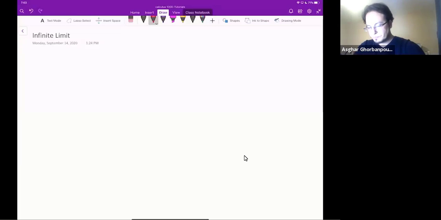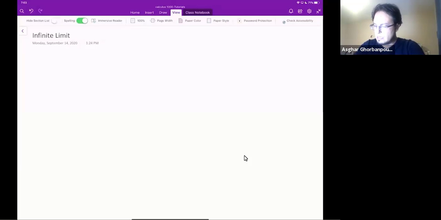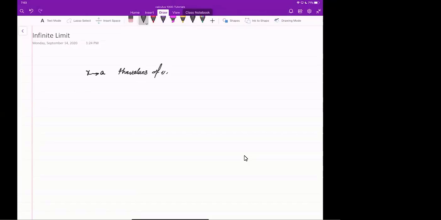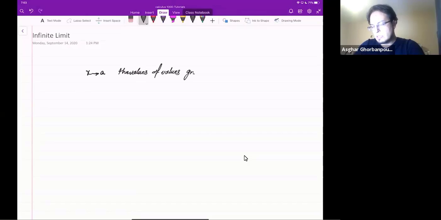So let us start with limit, infinite limit. So infinite limit is the case when you approach a number, x approaches a number, and the values of the function grow as large as we want, well, either in a positive way or negative way.